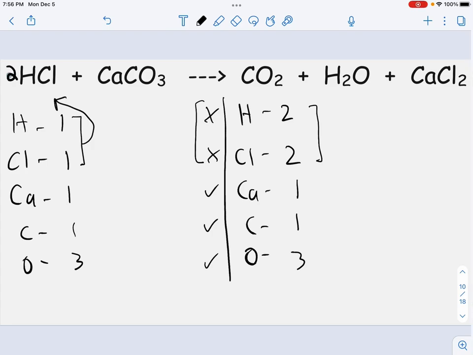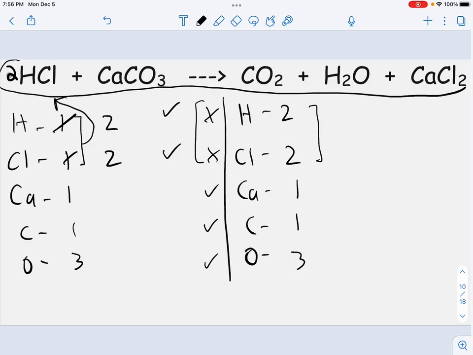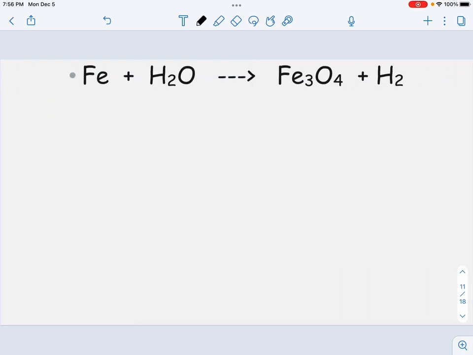Go ahead and put a 2 in front of HCl, and by doing that, we now have 2 hydrogens and 2 chlorines. So now everything is balanced, guys. So this is a correct balanced equation. This looked pretty complicated, but all you had to do was add a 2 to the beginning of HCl. We have a balanced chemical equation. All right, so let's move on to the next one.